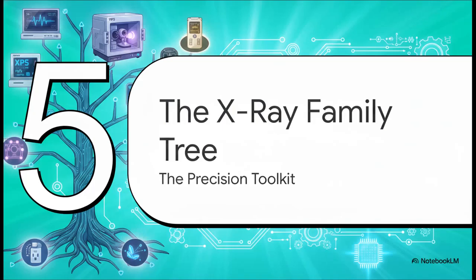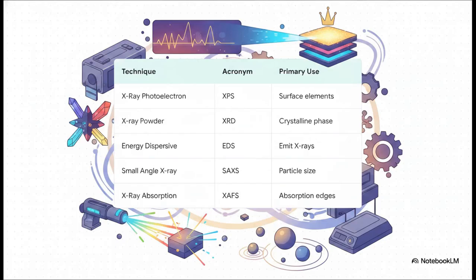Rust. Section 5. The X-Ray Family Tree. The Precision Toolkit. Now, it is important to recognize that XPS doesn't exist in a vacuum. Well, okay, the instrument does, but the technique itself is part of a much larger, highly specialized family of X-ray characterization tools. You've got XRD, which uses constructive interference to figure out crystalline phases.